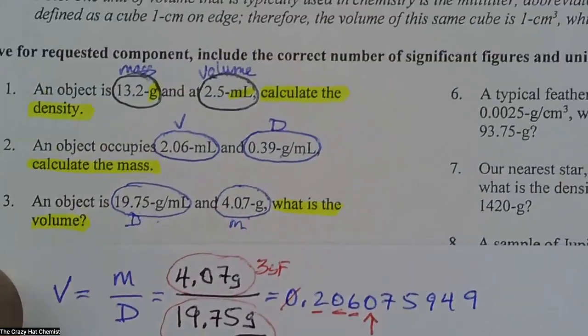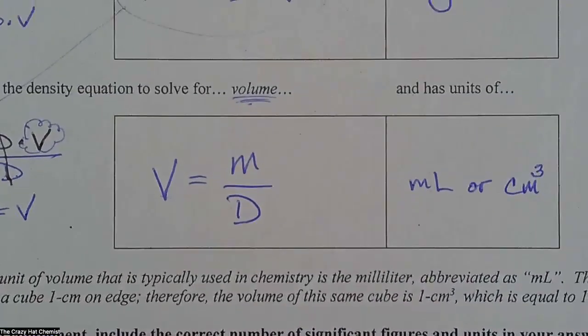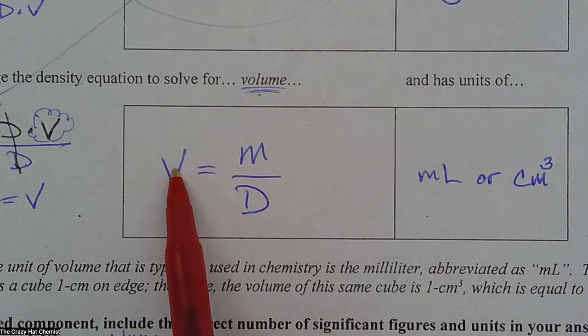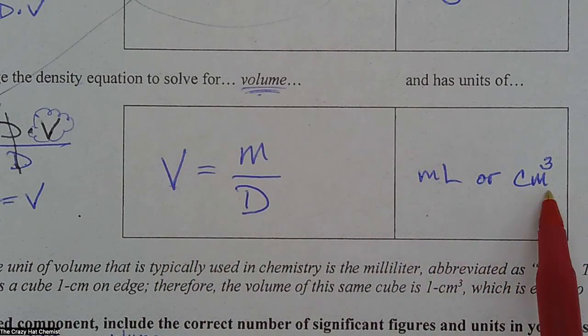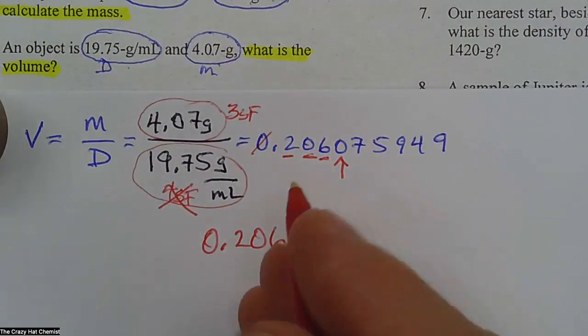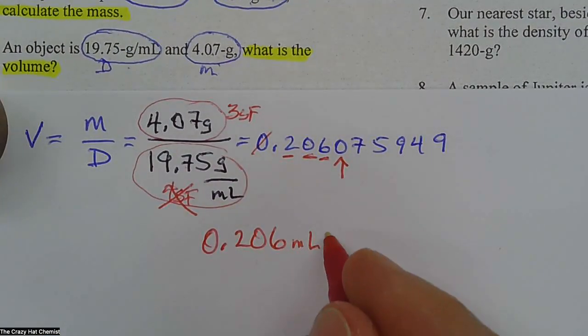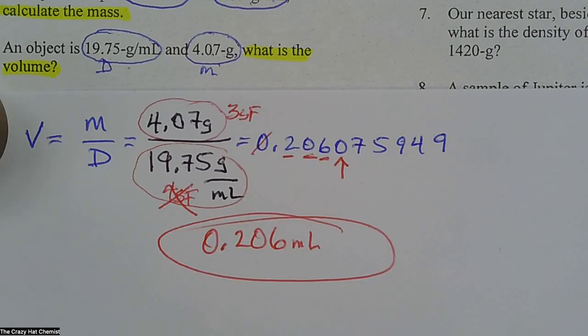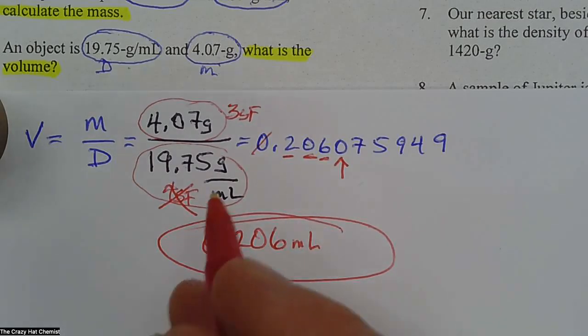And so I'm going to scroll this right on back up here again and find my volume equation. And what are the units for volume? That's either milliliters or cubic centimeters. So in this particular case, it's milliliters. And I'm going to circle that, and I'm going to get my answer here in 3 significant figures.